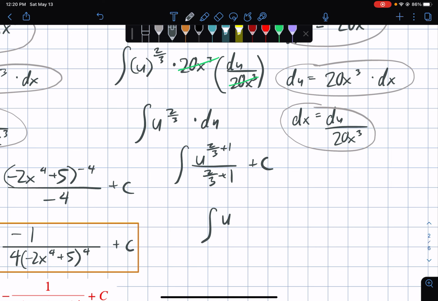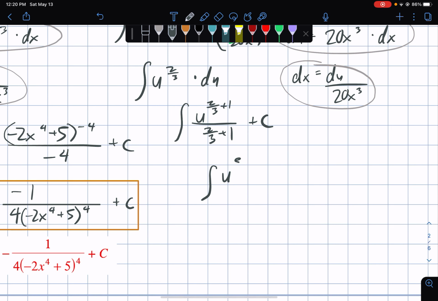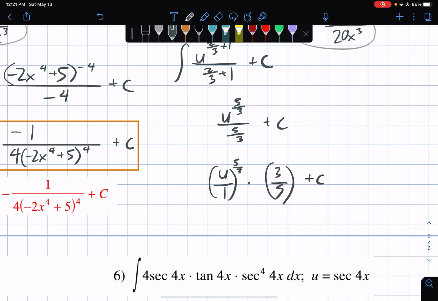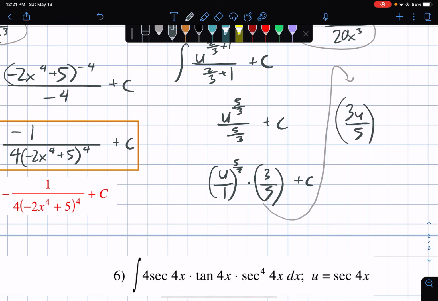u raised to 2 over 3 plus 3 over 3, that's 5 over 3 over 5 over 3. And then if you simplify, u raised to 5 over 3 divided by 5 over 3. Reciprocate to make the division sign into multiplication. This becomes 3 over 5, and then plus c. This becomes 3u over 5 raised to 5 over 3 plus c, I think.